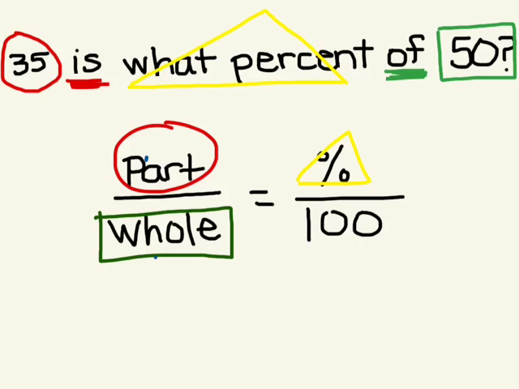We're always going to circle the part, square the whole, and triangle the percent. You can also use these 3 different colors to help you when you're reading a word problem. Okay? So we circle the part, square the whole, triangle the percent. Let's write this down in our notes right now. Write this exact example down in your notes.